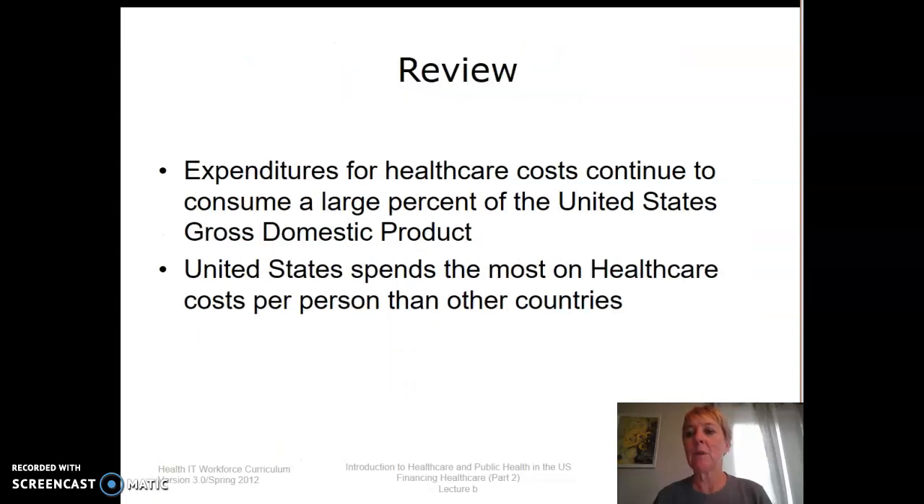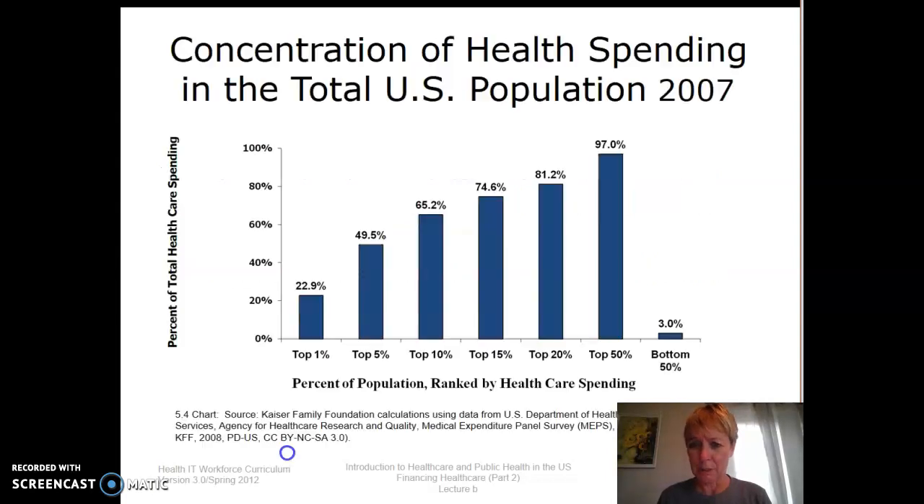And just a quick review. Costs for healthcare continue to be a large percent of the United States gross domestic product. In other words, of all the money spent in the United States. If you recall from previous weeks, we spend more than any other country on healthcare costs per person. This is a concentration of health spending, the total U.S. population up to 2007. We're still at the top.